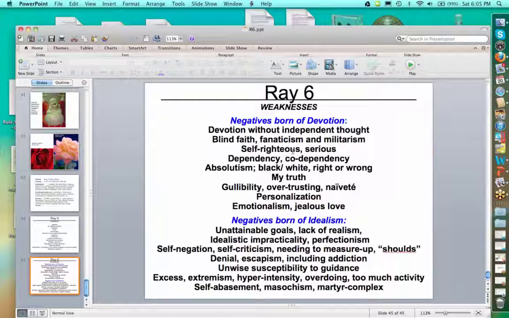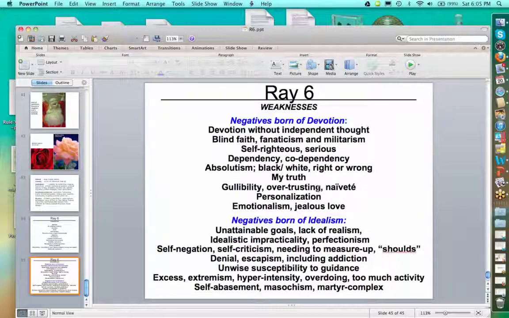Self-righteous and serious. I don't know about you, but I find having discussions on religion really, really hard because most people become so self-righteous. They take a position and they fight that position. Dependency and codependency. Absolutism. This is exactly what I mean. Black and white, right or wrong, no shades of gray. This is my truth, and my truth is the right truth.